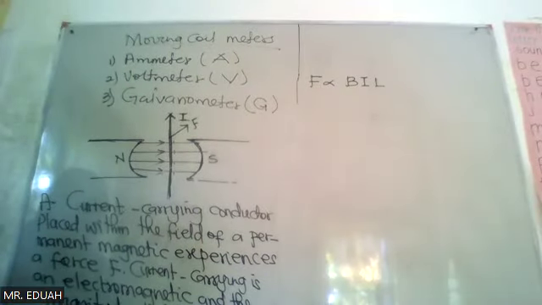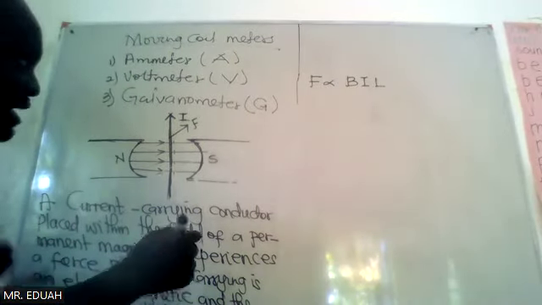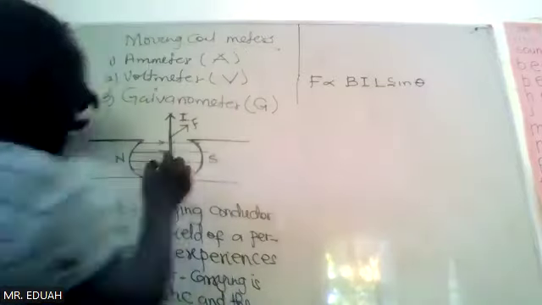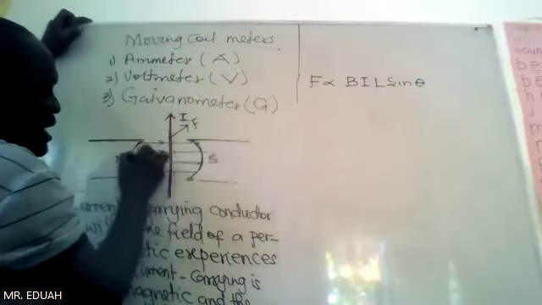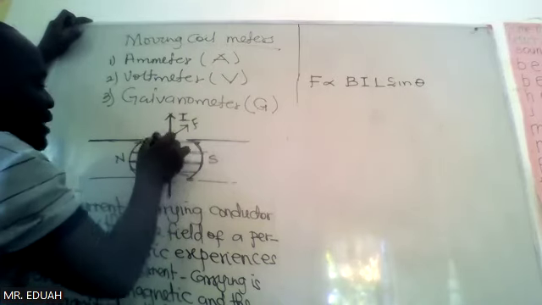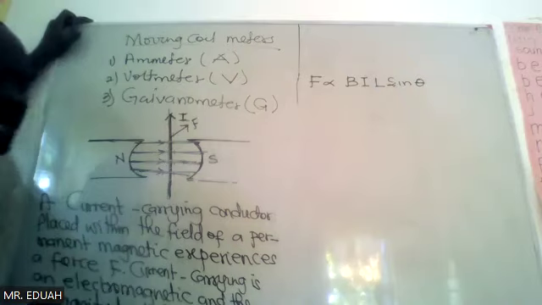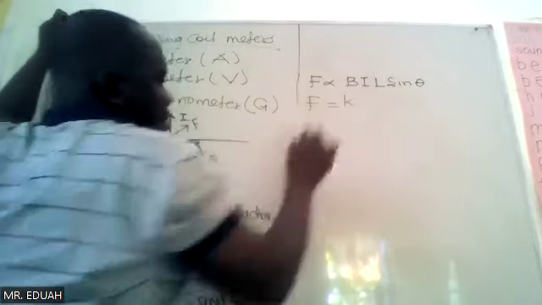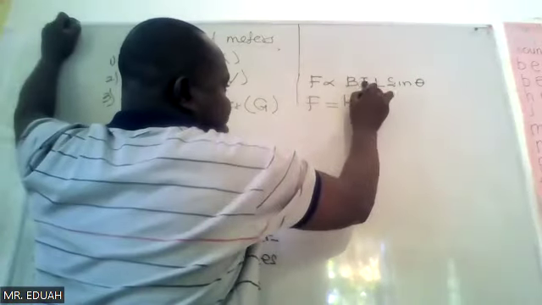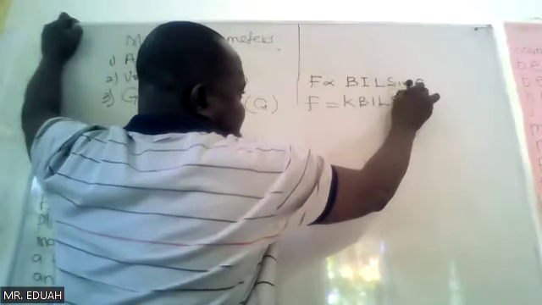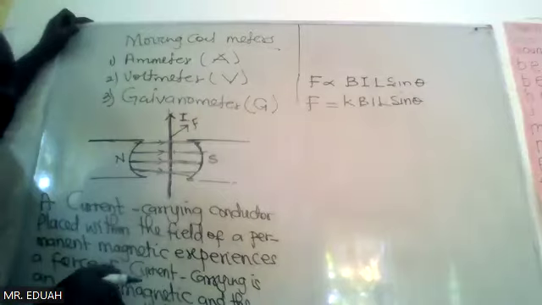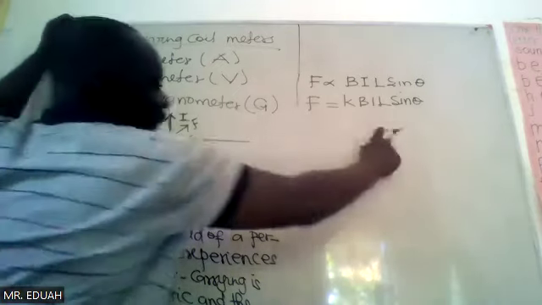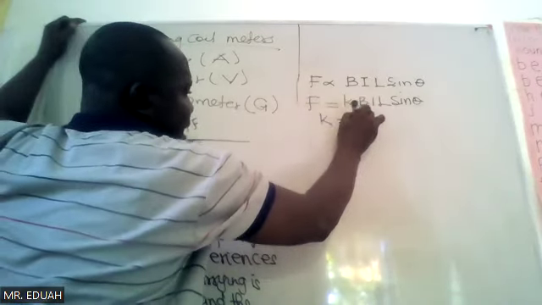Okay, so F is directly proportional to BIL, and F is also directly proportional to the sine of the angle between the conductor and the magnetic field. This is the magnetic field lines. Now, F is equal to a constant of proportionality, K, times BIL sine theta. When you consider the SI unit of all the quantities here, we have K equal to 1.